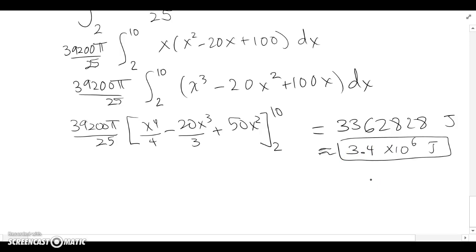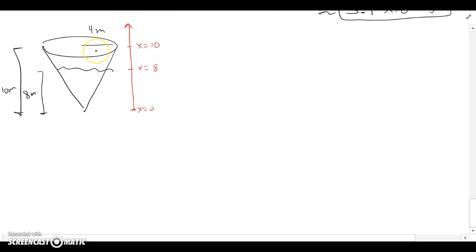So we have the work calculated. Let's quickly set up our axes a bit differently and see how things change. If I look at the same cone and set up my axes in the positive direction going up, the bottom would be 0, the very top would be 10, and the water is 8 meters high.